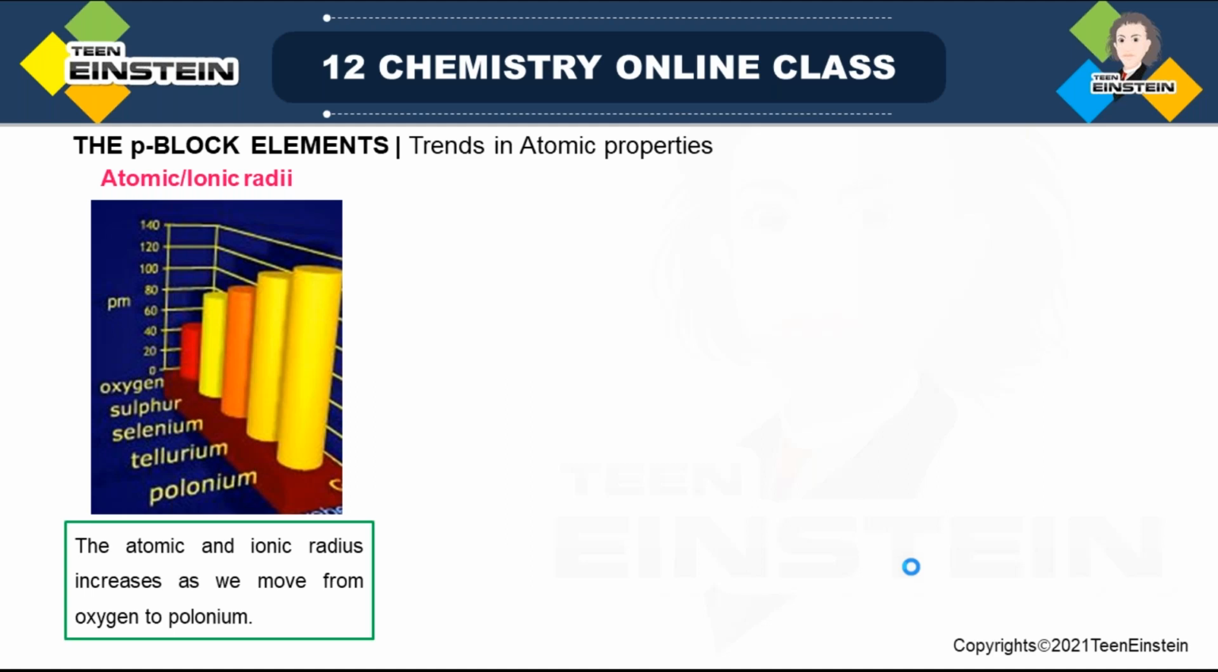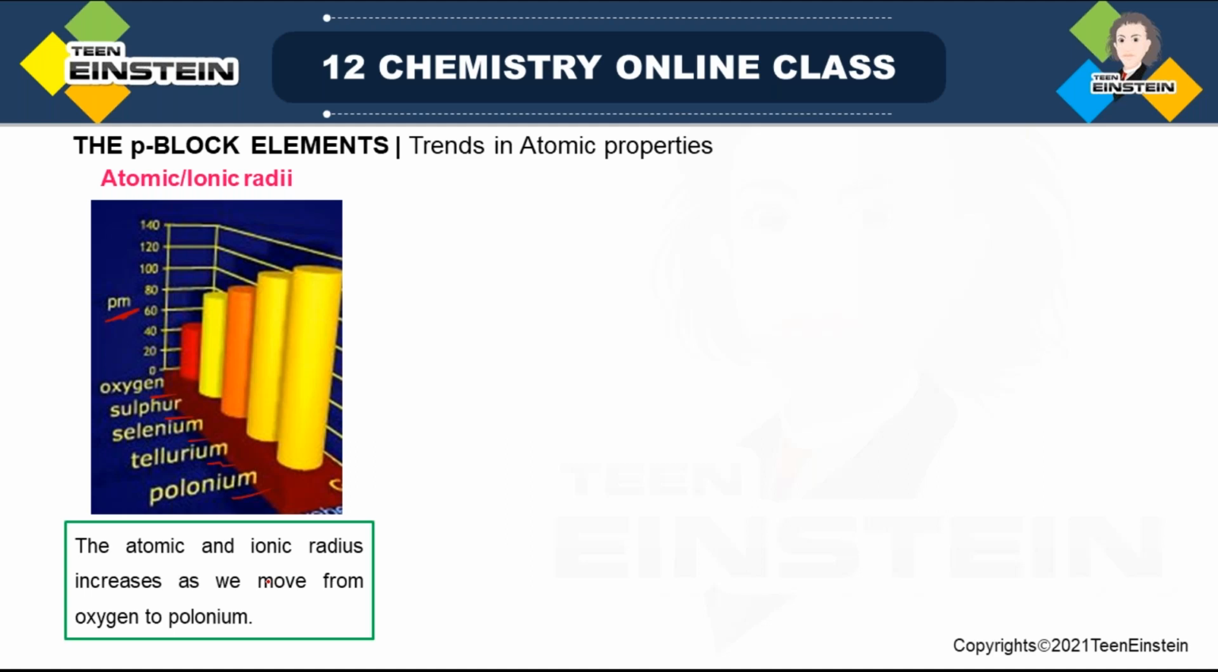The first atomic property is how atomic and ionic radii change down the group. Down the group: oxygen, sulfur, selenium, tellurium, polonium. On the y-axis, we have the values of atomic or ionic radii in picometer units. Now down the group, as we know, an extra valence shell is added, so obviously size will increase. That is common for any group.